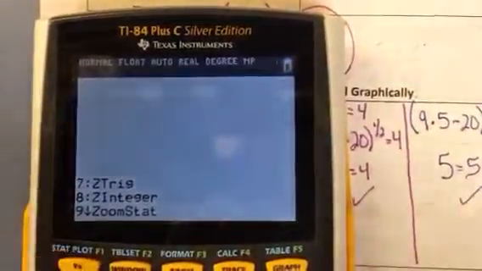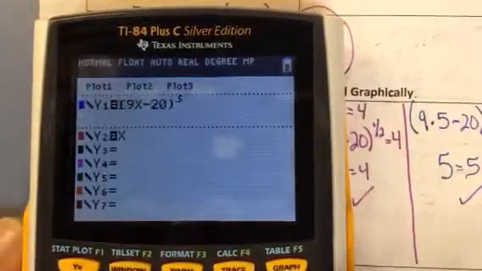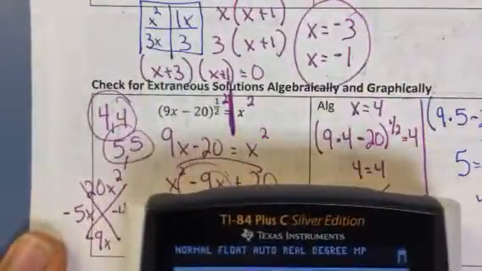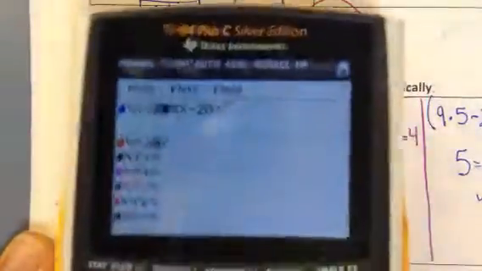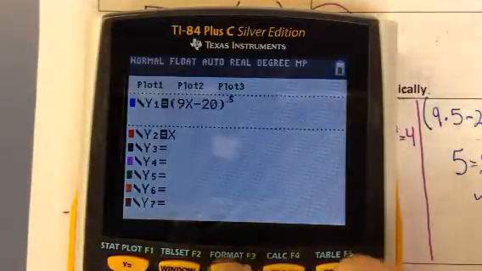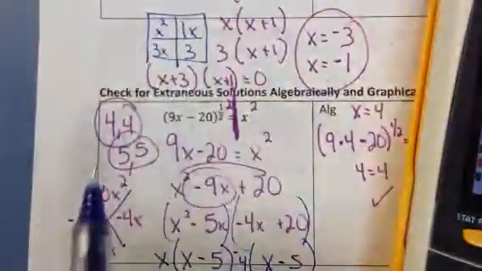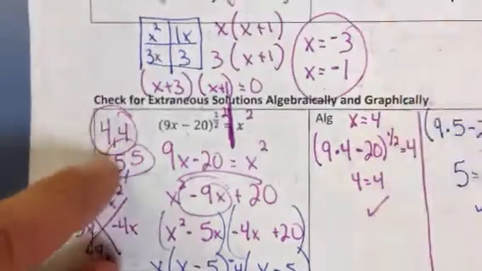Okay, to see it graphically, I've gone ahead and put the left side into y1 and the right side into y2, the original problem with the x's, and I need to make sure I can see the point (4, 4) and (5, 5). So how did I come up with that?